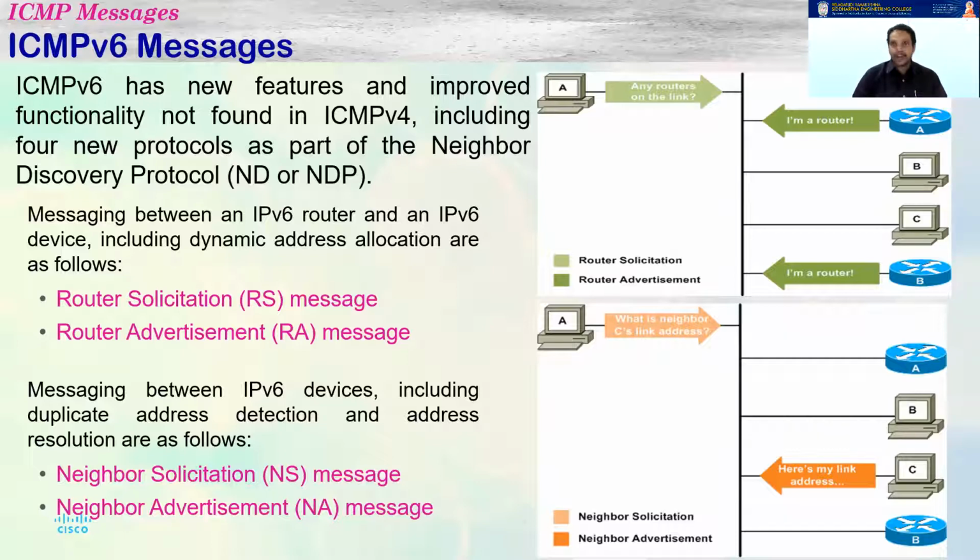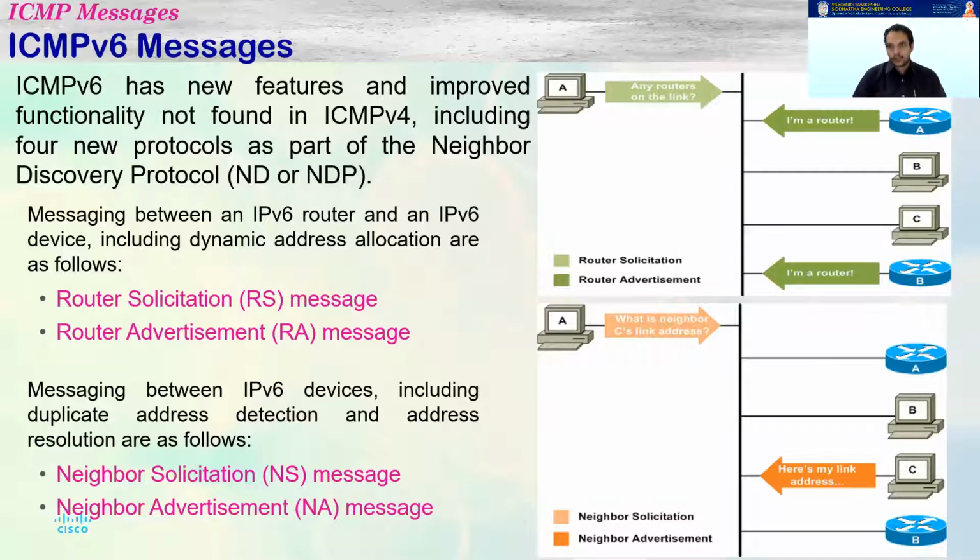Now in this NDP, there are 4 messages. These 4 messages are your router solicitation message, router advertisement message, neighbor solicitation message, and neighbor advertisement message. The first thing, your RS and RA messages are actually exchanged between an IPv6 router and an IPv6 enabled device. We will discuss what is the functionality of these messages, and the other 2 messages, which are your NS and NA messages, they are actually exchanged between the IPv6 devices.